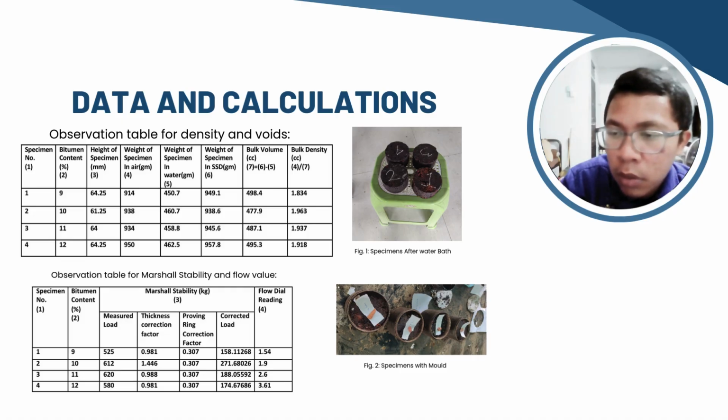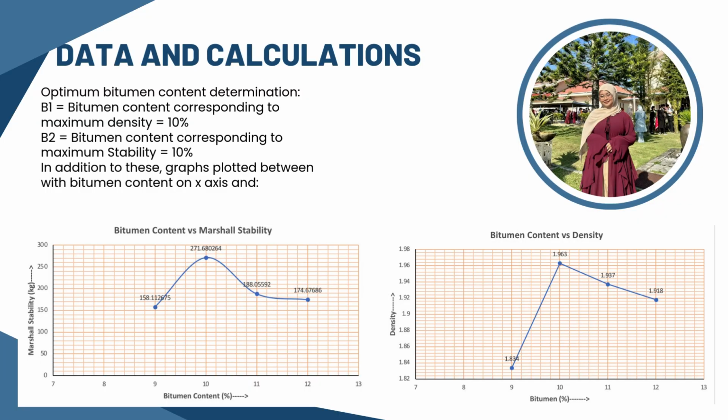The data in the table, along with the visual representation of the specimens in molds, provides key information for analyzing the stability and flow characteristics of the bituminous mixture at different binder content. And then next, for optimum bitumen content determination, for B1, bitumen content corresponding to maximum density is equal to 10%. And then for B2, bitumen content corresponding to maximum stability is also 10%.